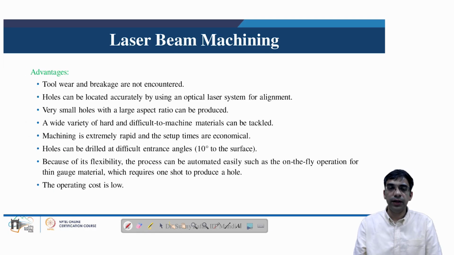We can summarize the advantages of laser beam machining: it has minimum tool wear and breakage. Holes can be located accurately by using the optical laser system. Small holes with large aspect ratio can be produced. All materials which are difficult to cut or have high strength can be machined, machining is done very rapidly, and setup times are quite economical. Laser can also be used to drill holes at difficult entrance angles, and because of the flexibility of the process, it can be easily automated and the operating cost is low.